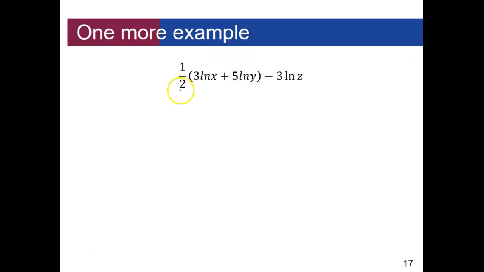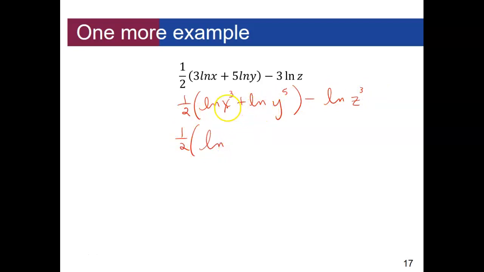So I have one more example that I would like to show you because it's really combining quite a few things here. This one you've got a 1/2, but it's out in front of all this. So we're going to actually hold off on dealing with that 1/2 here. We're going to bring each of those up. So we'll have ln of x to the 3rd plus ln y to the 5th minus ln z to the 3rd. Okay, so I'm again going to hold off on this 1/2, and I'm going to combine these together into multiplication.